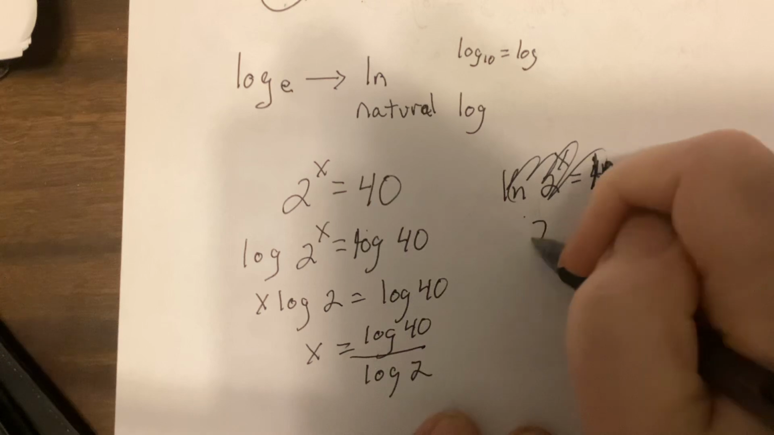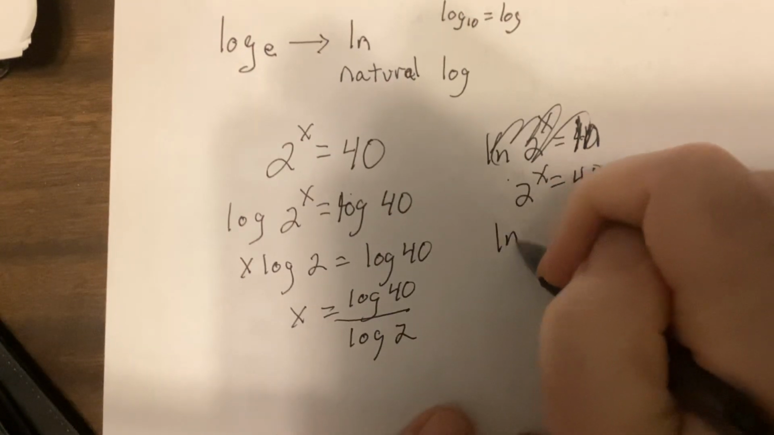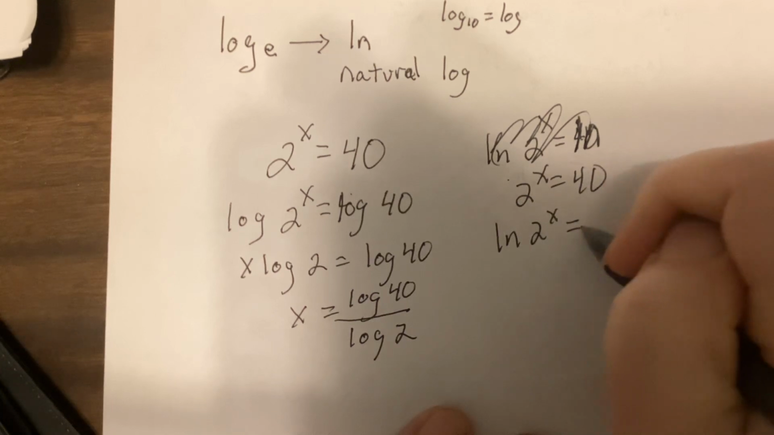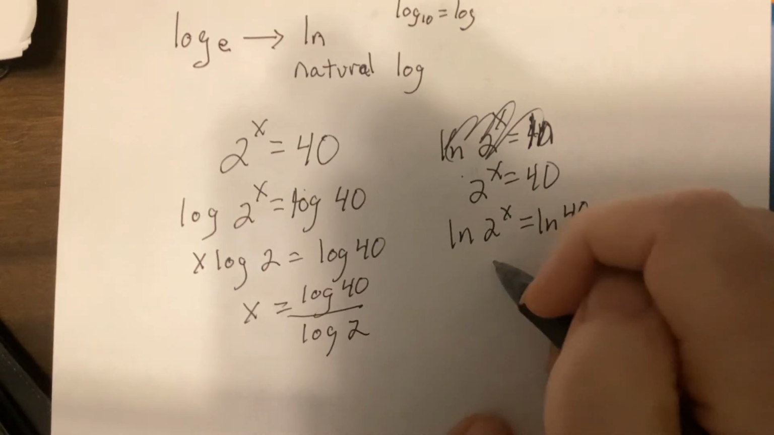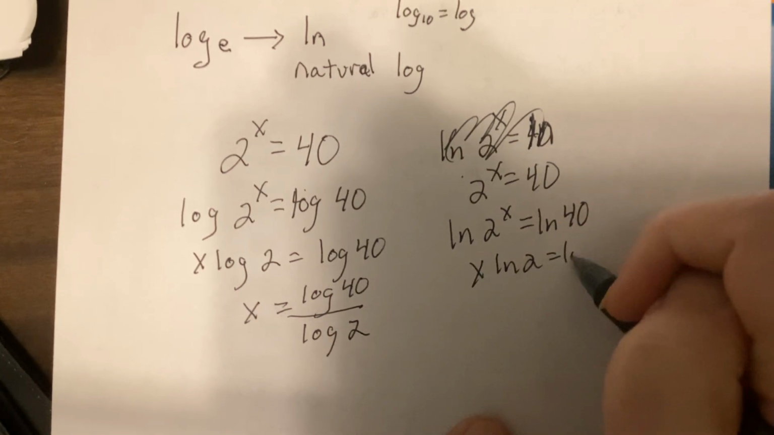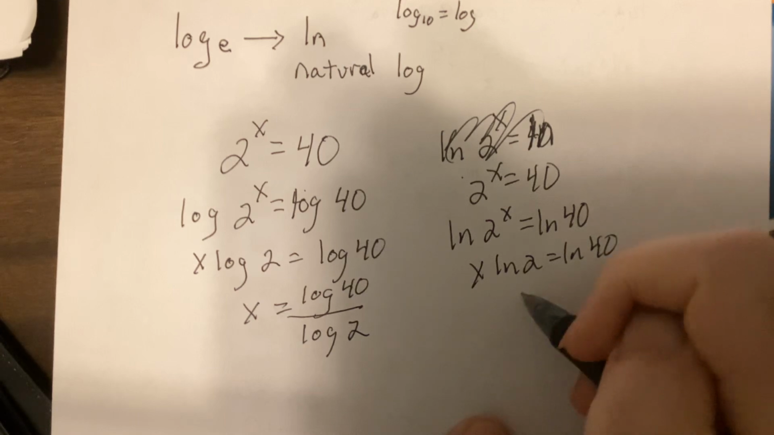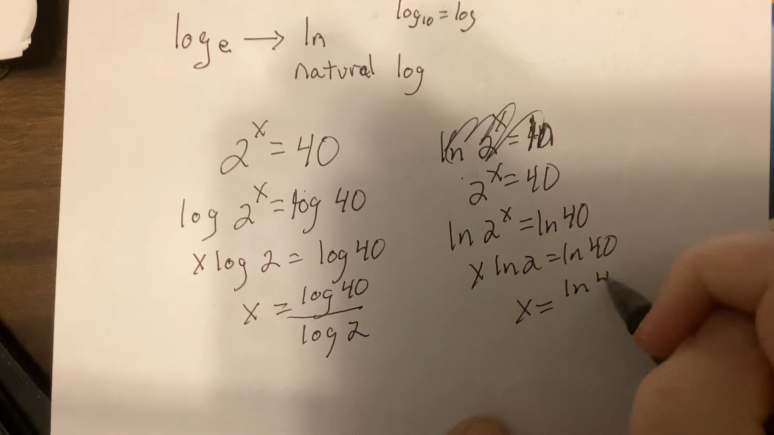Let's do this again. 2 to the x equals 40. I could do ln of both sides. So it'd be x ln of 2 equals ln of 40. Divide by ln of 2, and you should get the same answer.